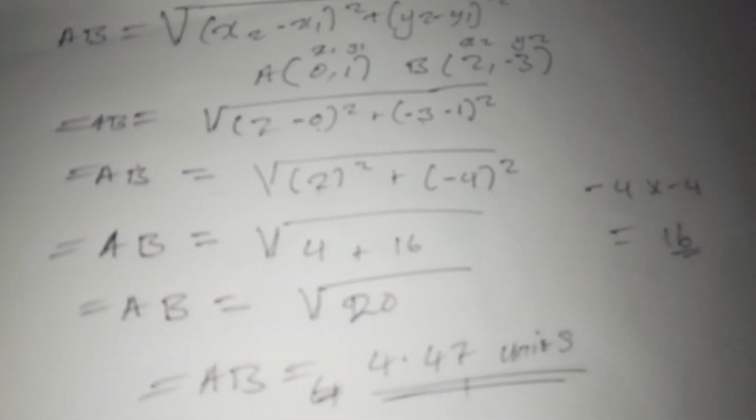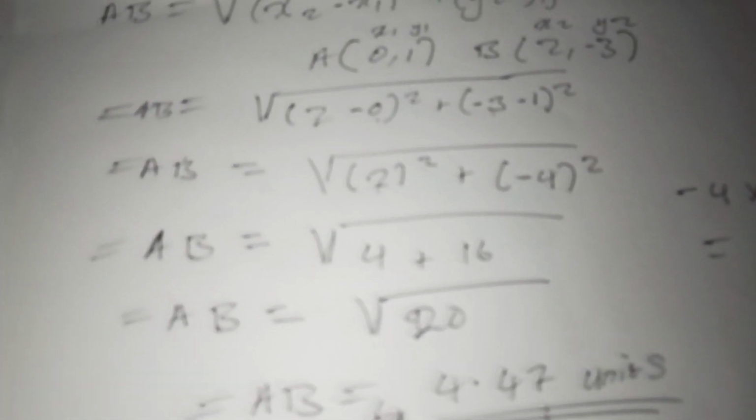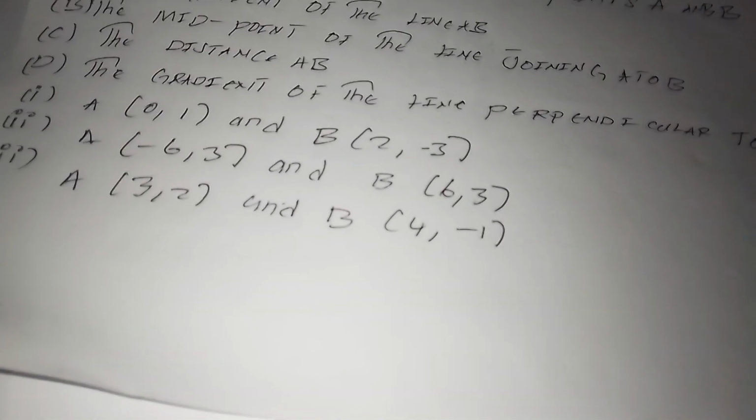Shall we conclude with a final question? Shall we? Let's go. Therefore, the question is sent to say, the gradient of the line perpendicular to AB. The gradient of the line perpendicular to AB. So we need to solve for the gradient of the line perpendicular to AB.